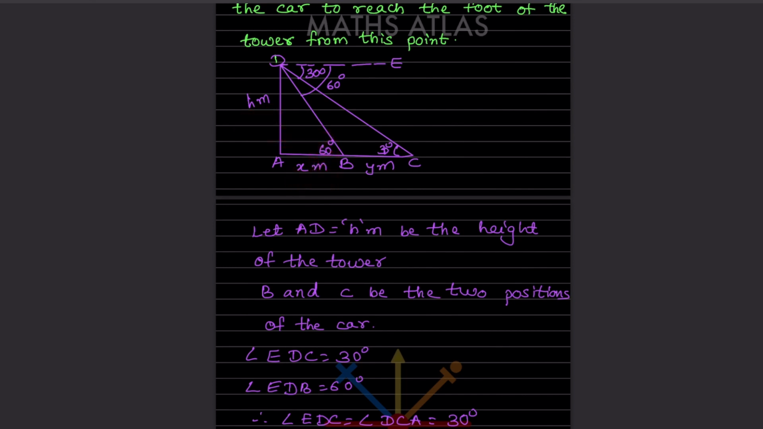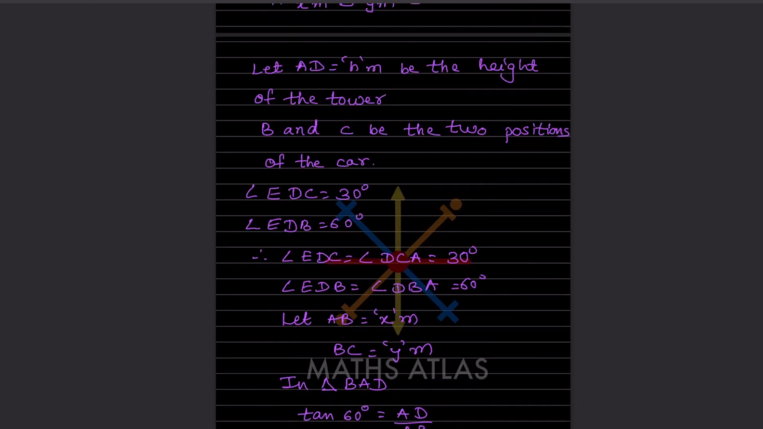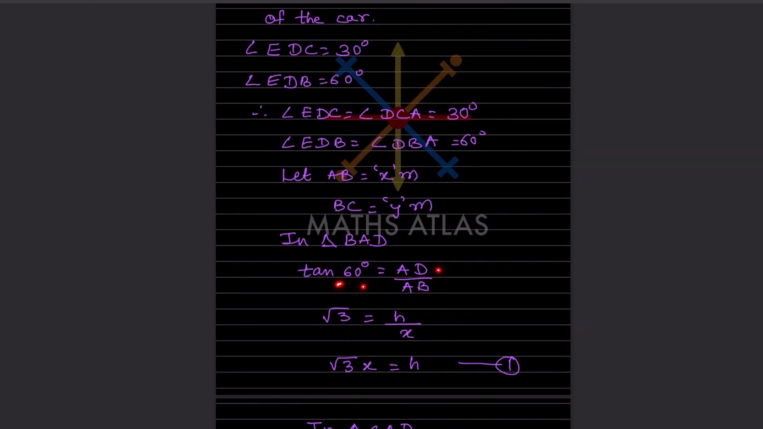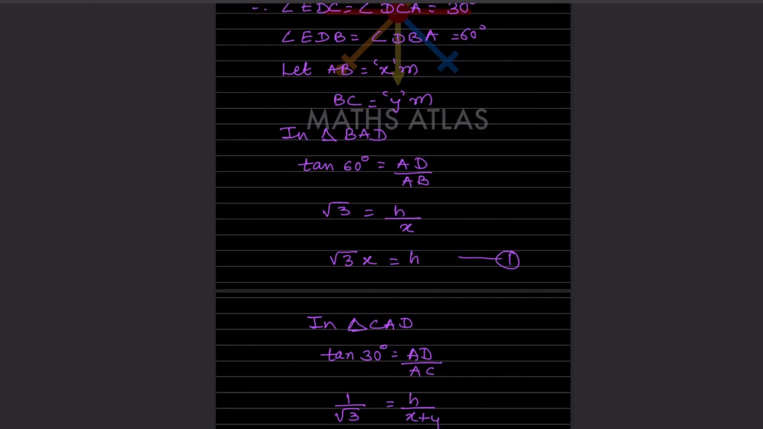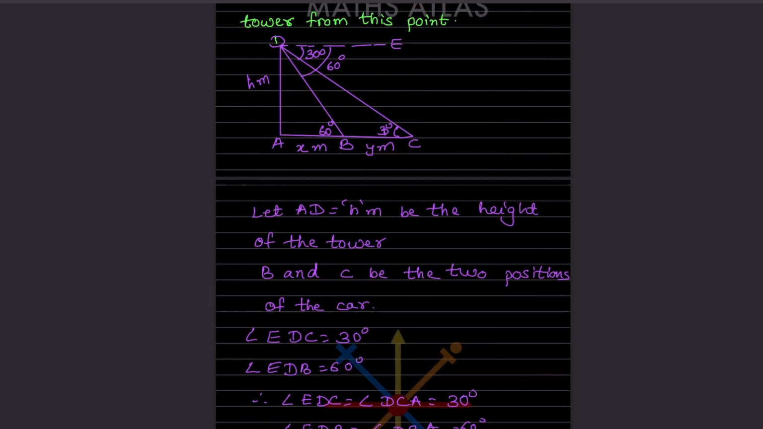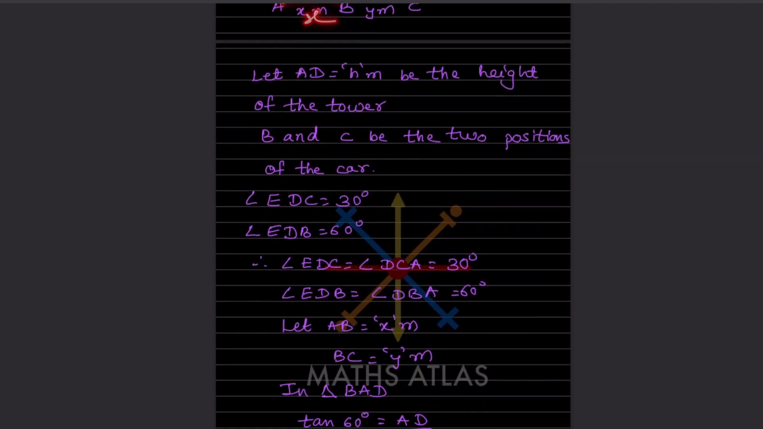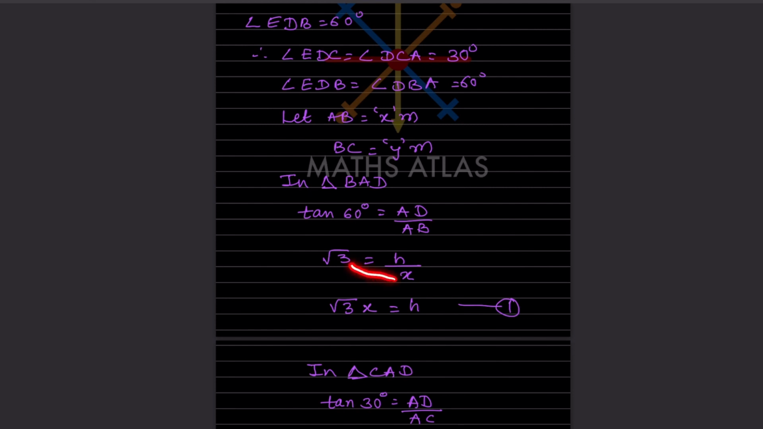So we can say AD by AB. So tan 60 is AD by AB. Tan 60 is root 3, AD is the height, and AB is x. When we multiply, root 3 into x is h. Let us consider this equation number 1.